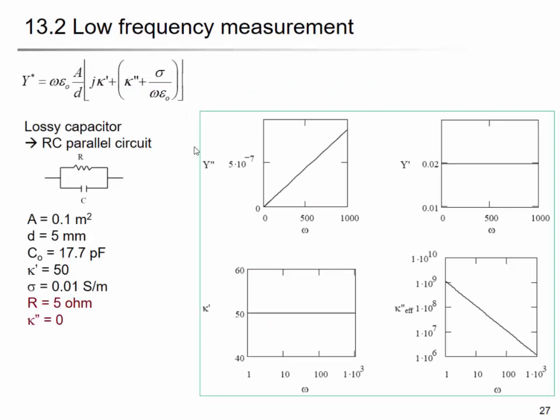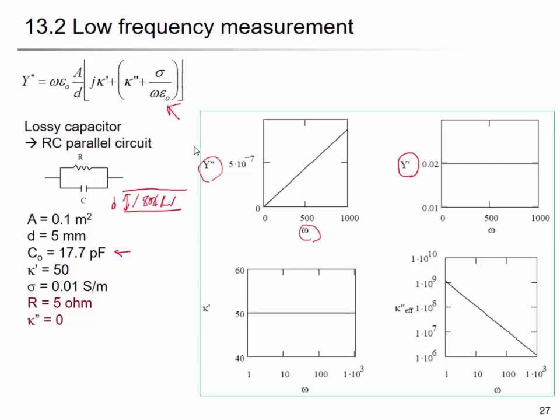So let's assume that we have an electrode area of 0.1 square meter, and the distance between the electrodes is 5 millimeter. This is D, and here you have a soil. The capacitance is measured as 17.7 picofarad, and the permittivity of the material is 50. DC conductivity is 0.01 siemens per meter, and the resistance is 5, and there's no imaginary permittivity. There's no loss by the polarization. In that case, we can calculate the Y double prime and the Y prime with respect to the frequency omega, using this equation.